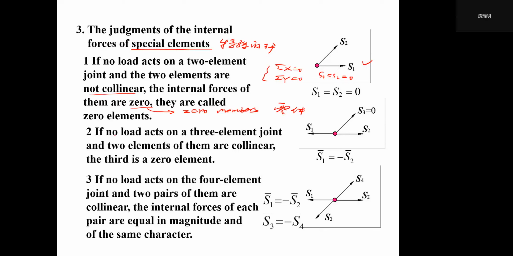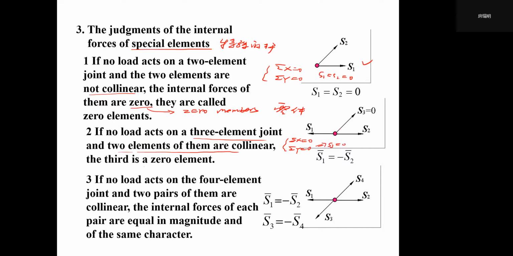Let's see the second summary. If no load acts on a three-element joint, and two elements of them are collinear, so this time there is a three-element joint, the third is the zero element. Actually, we just need these two equations, sigma x equals 0, sigma y equals 0. First, from sigma y equals 0, we can find S third must equal 0.